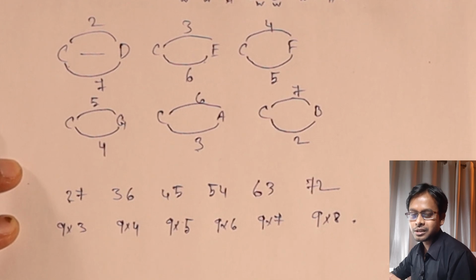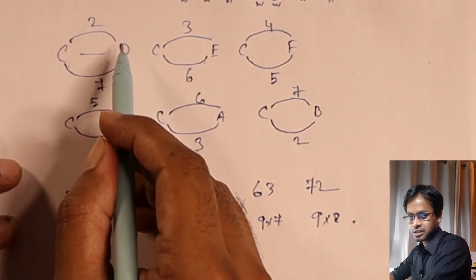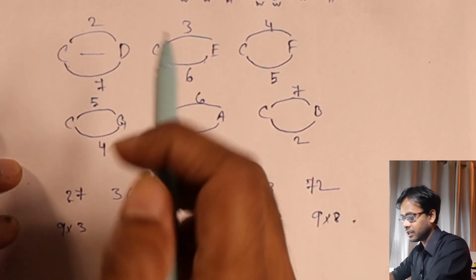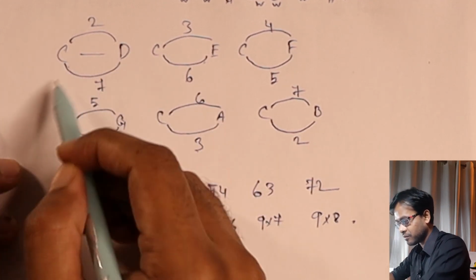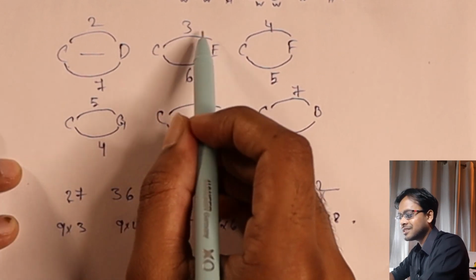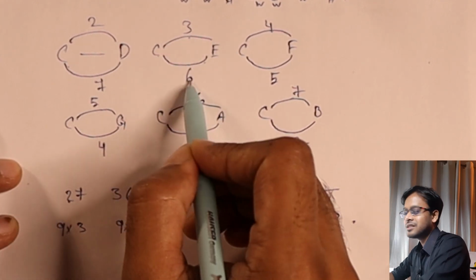How will you remember that? Just remember 27. If one note from another note is 2, in this example D from C is an interval of 2, then if you reverse it, the distance of C from D will be 7. If the distance of one note from another note is 3, that is, from C to E is 3, then E to C will be 6.